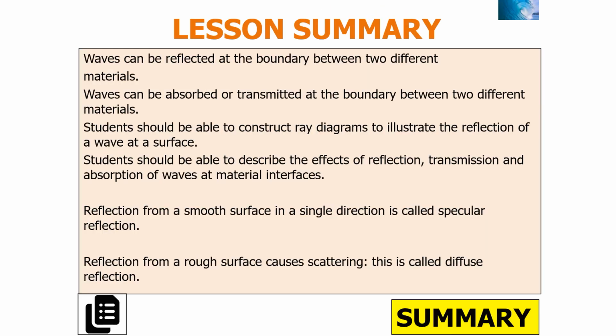So what have we learned in today's lesson? A wave can be reflected at the boundary between 2 different materials. Waves can be absorbed or transmitted at the boundary between 2 materials. You should be able to construct ray diagrams to illustrate the effect of reflection of a wave at a surface, and you should be able to describe the effects of reflection, transmission and absorption of waves at material interfaces. The reflection from a smooth surface in a single direction is called specular reflection. Reflection from a rough surface causes scattering. This is called diffuse reflection.